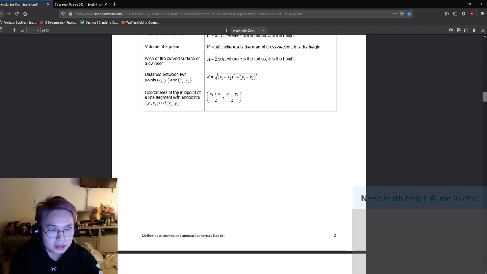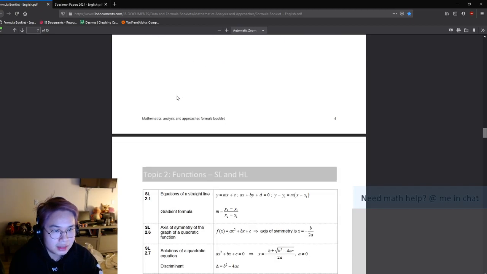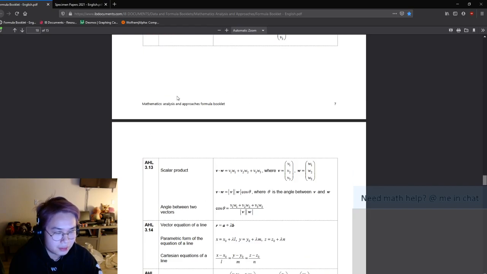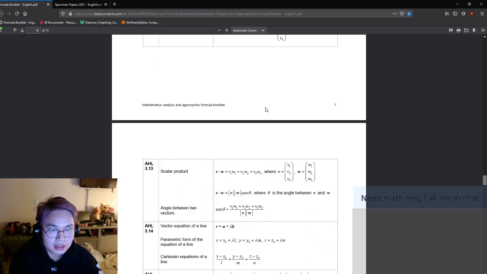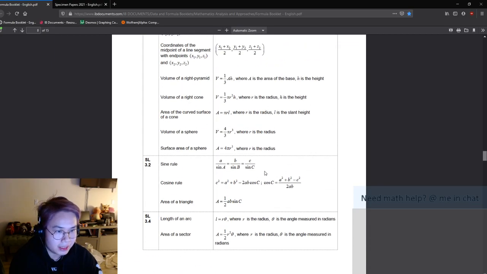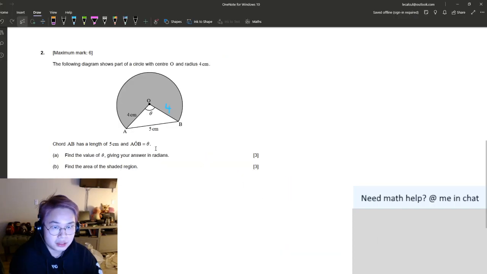So let's go to our formula book and find cosine law, specifically for angles. I think the formula book gives you two. This is HL. So right here, this second one. So if we want angle C, then we add A and B and we subtract C. So if I want this one, then these are my A's and my B's, and this one is little c.